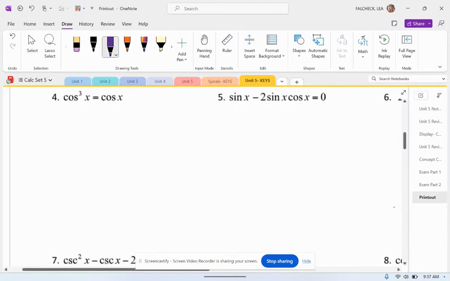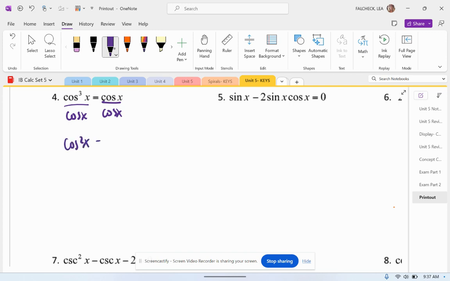Number 4. You may be tempted to divide both sides by the cosine of x. Do not do that. Because if you do, you get cosine squared x on one side equals 1. If you solve this, you would just get cosine x equals plus or minus 1. This is missing a solution.